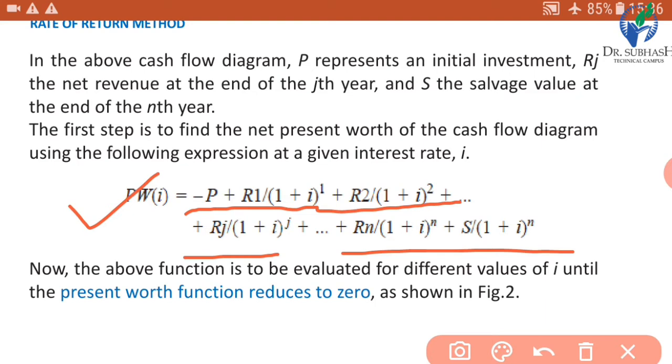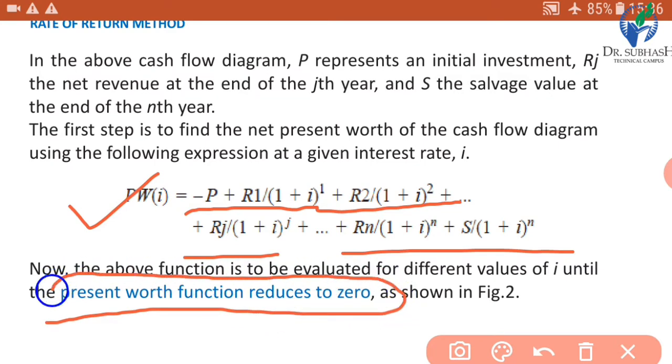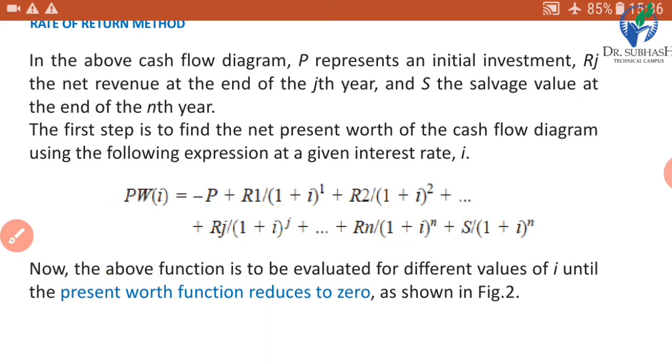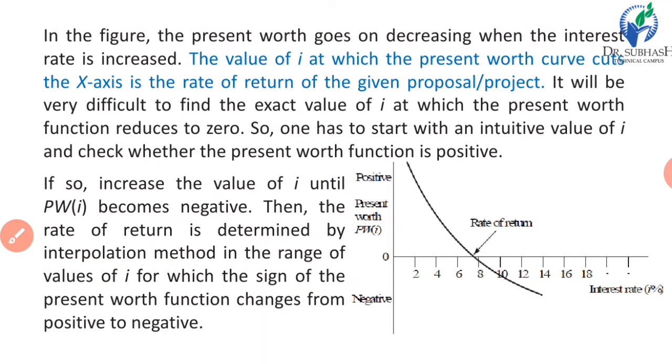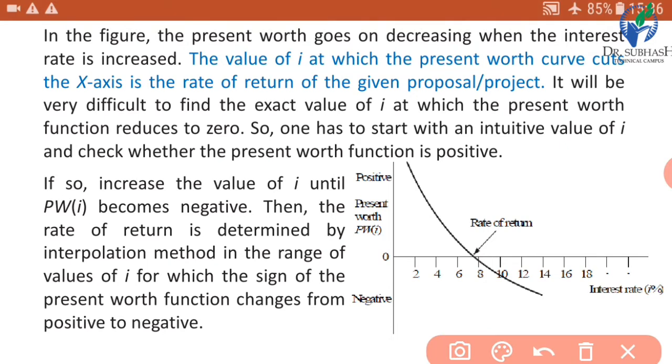Now the above function is to be evaluated for different values of i until the present worth function reduces to 0, as shown in figure 2. Okay, this is the figure. In the figure, the present worth goes on decreasing when the interest rate is increased.